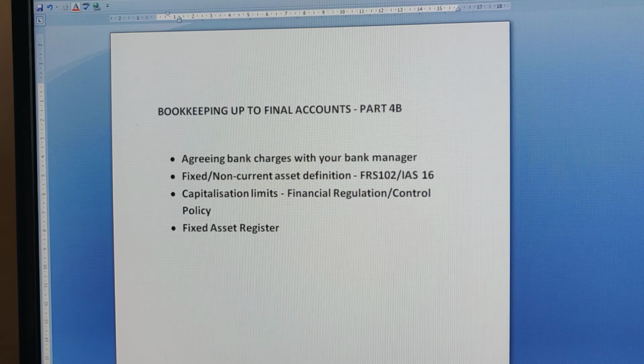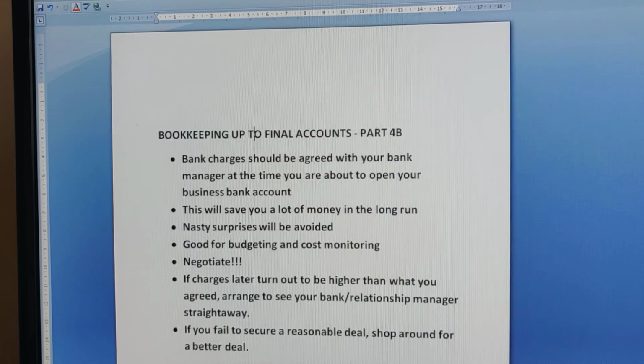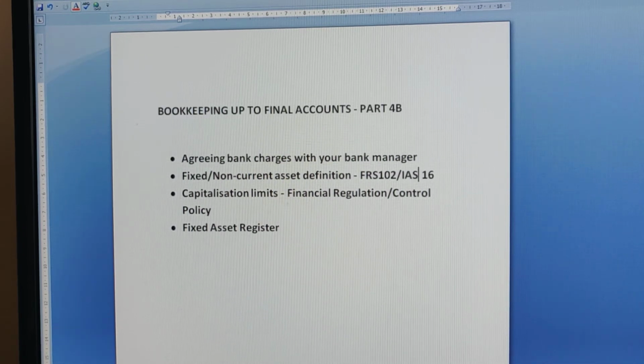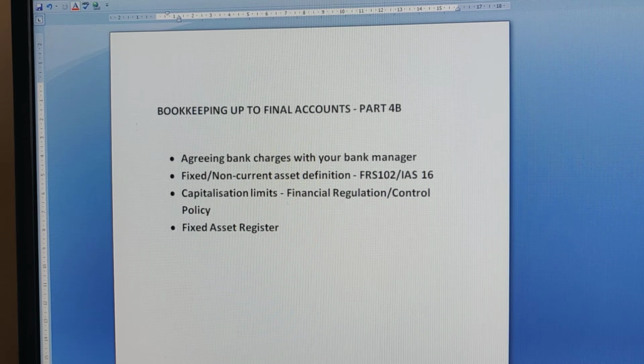Now, fixed assets or non-current assets, or plant, property and equipment as they are sometimes called, are governed by two financial reporting standards. They are governed by Financial Reporting Standard 102 in the United Kingdom. Financial reporting standards are there to regulate the way you treat and process transactions. This is to remove the element of judgment from the accounting treatment of transactions.